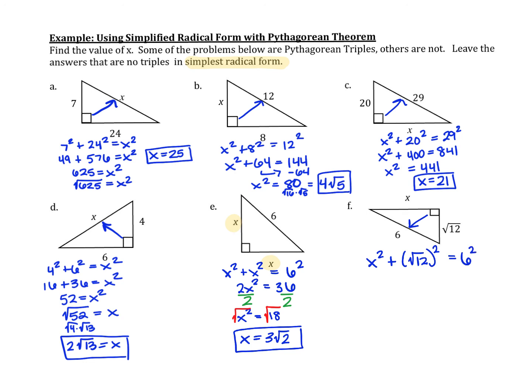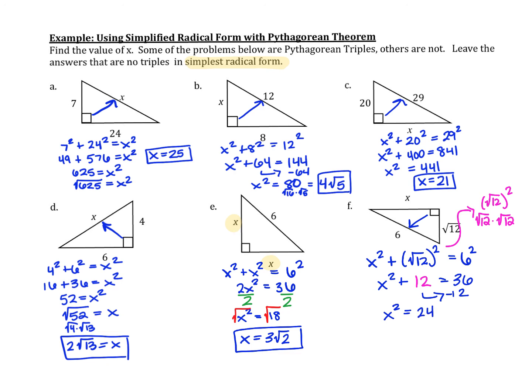So I just want to remind you that when we have the square root of 12 squared, that just means the square root of 12 times the square root of 12, which we were doing when we were rationalizing denominators. So what happens is we just end up with 12. So x squared plus 12 is going to equal 36. So just don't let that scare you. You're going to subtract 12 from each side, so you get x squared is equal to 24.